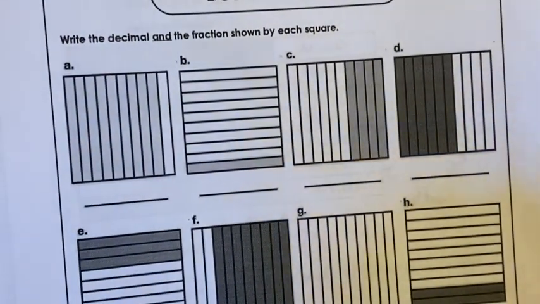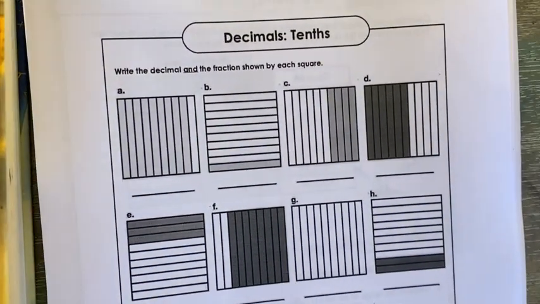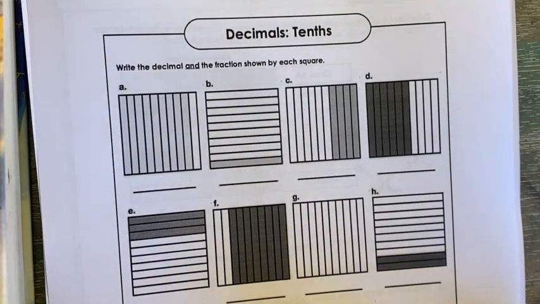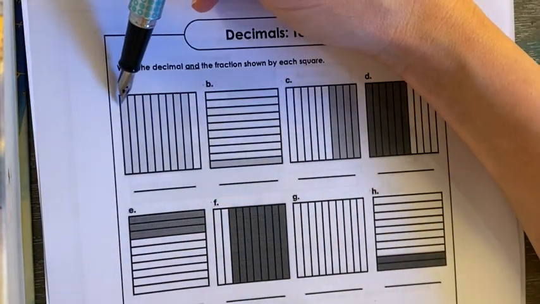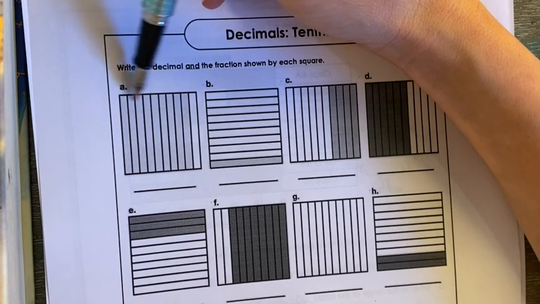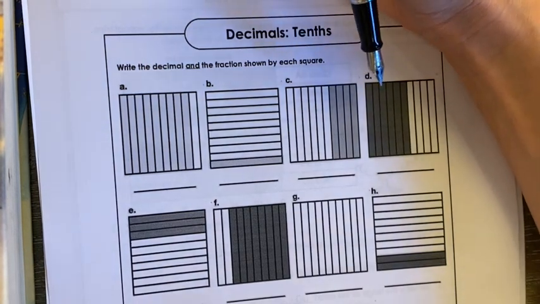Now, decimals. We're going to do today. I thought we would go back and practice some tenths. We are going to write the decimal and the fraction shown by each picture. Now, yours hopefully printed in color. Mine did not, but that's okay. So my first one, I have 1, 2, 3, 4, 5, 6, 7, 8, 9. I'm going to do the first row, guys, and then I'm leaving the rest up to you.